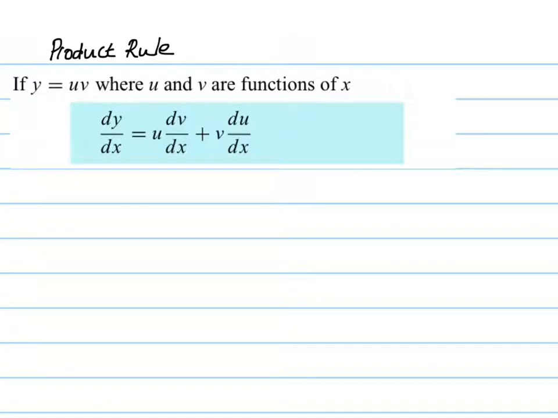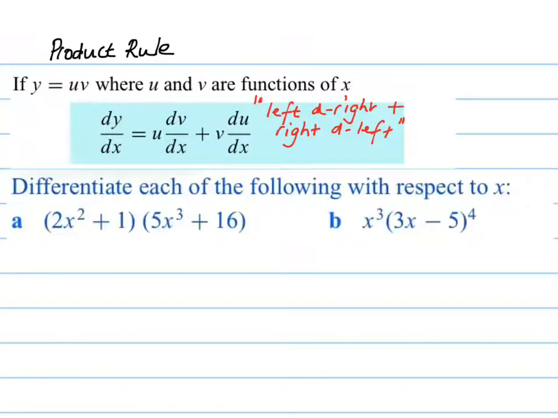Now the product rule applies where you have two functions which are multiplied together, so they form a product. We're going to call them u and v. So u times v for you and me, and there is the rule. dy/dx equals u times dv/dx plus v times du/dx, or as I affectionately say, it's left d right plus right d left, where d right means the derivative of the right hand term and d left means the derivative of the left hand term. So left d right plus right d left, and you will never forget.